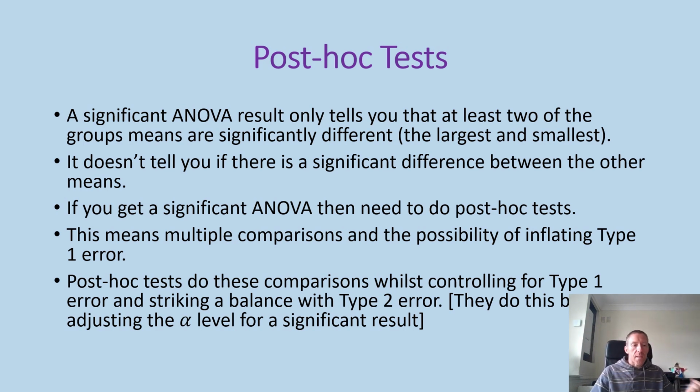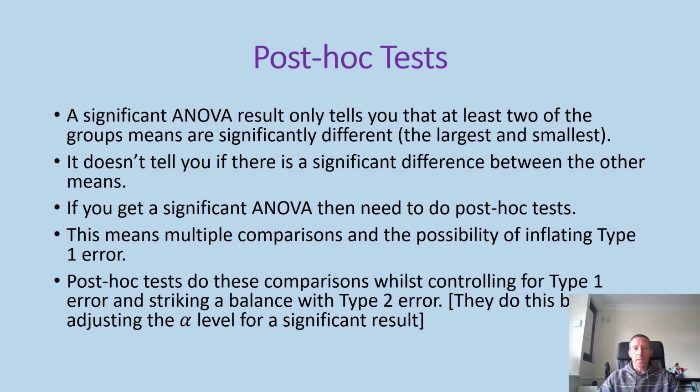That's nice, but a significant ANOVA result only tells you that at least two group means are significantly different. It doesn't tell you about the difference. So if you've got three groups, the only thing a significant ANOVA result tells you is that the largest mean and the smallest mean are significantly different. It doesn't tell you if the ones in the middle are different to the largest, or to the smallest, that type of thing.